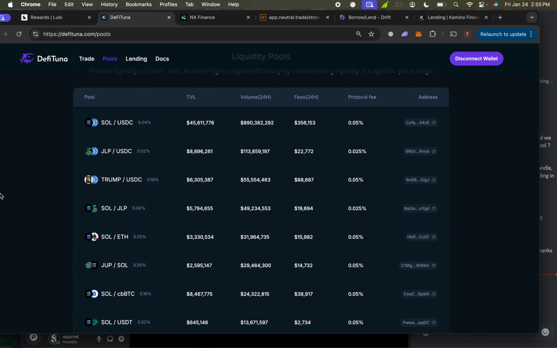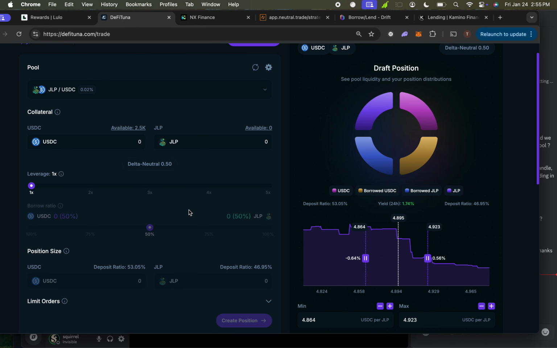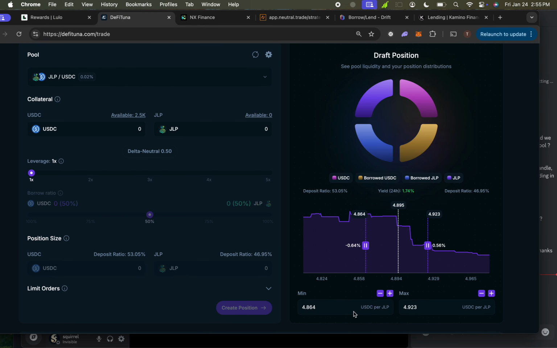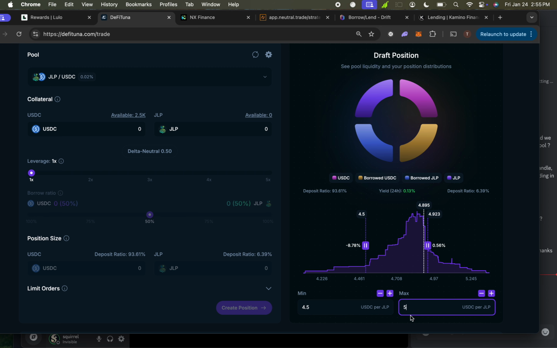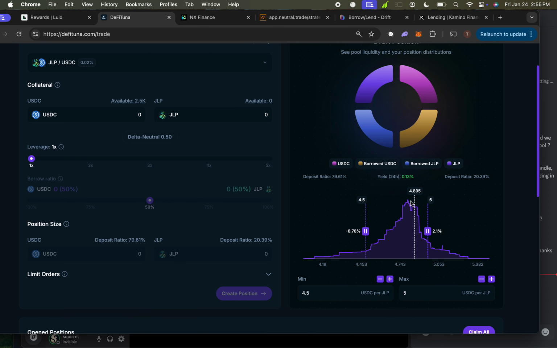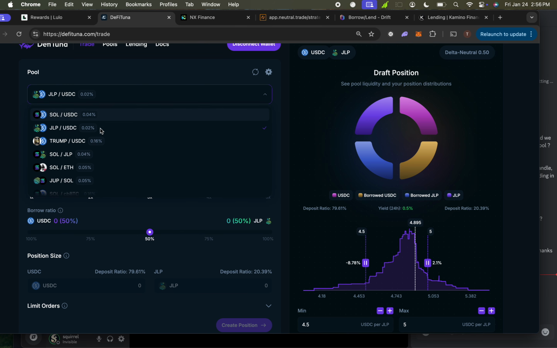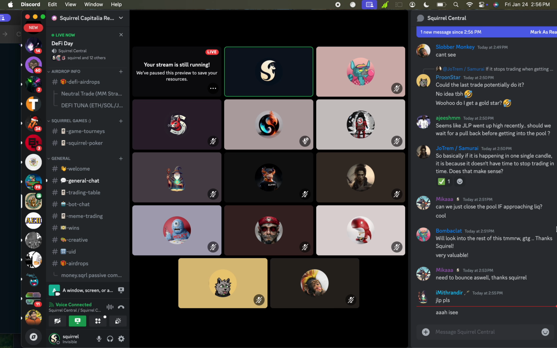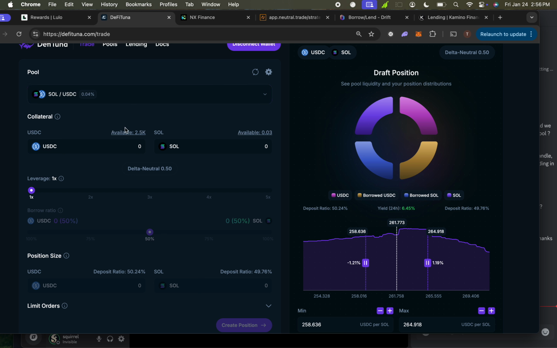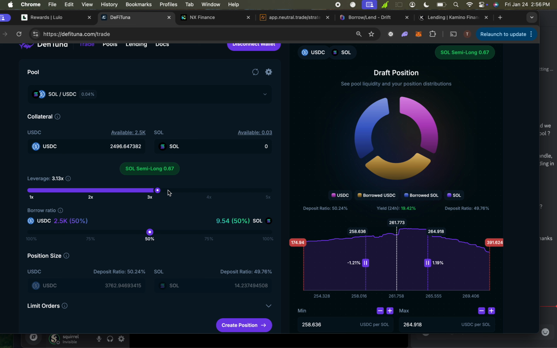Actually, I'm going to say I don't want to do JLP for this because I don't think it's worth it with this range. If I do this, I'm only going to make 0.1% a day. I'd rather show you guys the Sol pool one for the weekend. I think you'll just make more money. Honestly, in the interest of making you guys money, I'd rather show you a pool like this. That makes more sense, especially since we are going into the weekend.